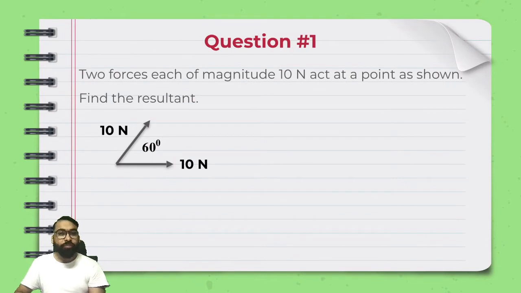So here's question number 1. There are two forces each of magnitude 10 Newton. That means the magnitude is same, but there is a different direction. It is shown to you that they act at a point. This is the point where they act, 10 Newton and 10 Newton, such that the angle between them is 60 degree. Now you need to get the resultant.